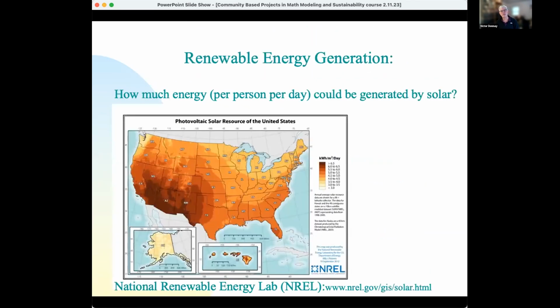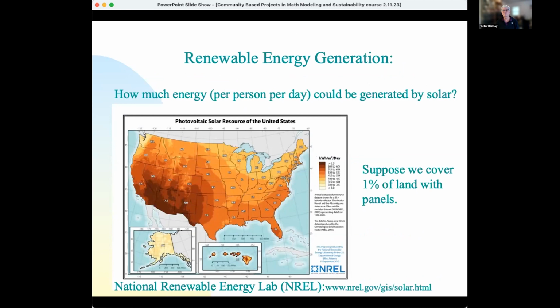And then on the energy side, how much energy per person per day could be generated by solar. And we see that there are all these amazing websites. As an old school math professor, the idea of using real data was foreign. And it's like, cool, wow, answers are not 0 or 1 all the time, but all this real data. So that's an interesting question.